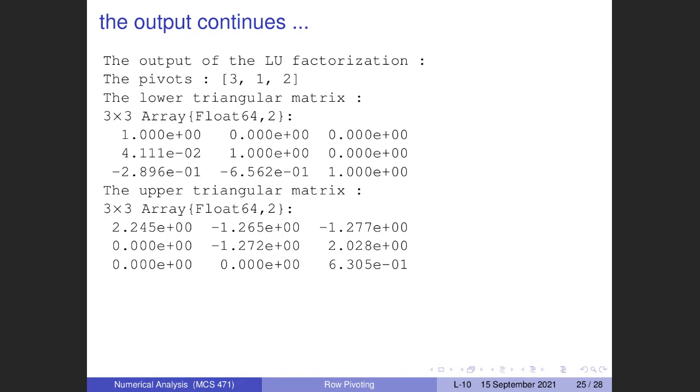So here on this final slide, it actually shows the final result. We have the matrix defined by the pivoting vector 3, 1, 2. We have the lower triangular matrix with ones on the diagonal, and then we have the upper triangular matrix. So we can still check this now.